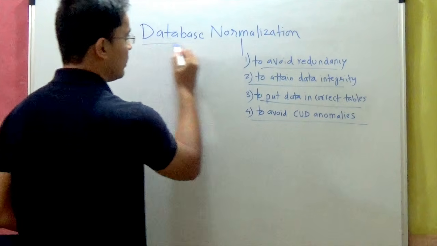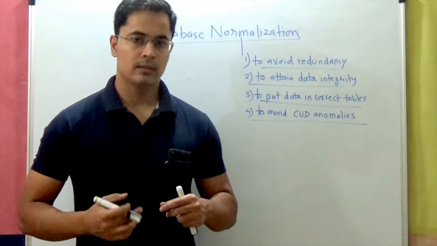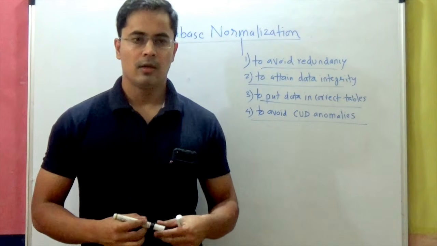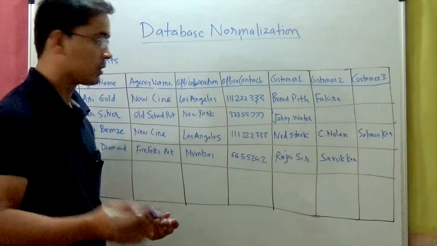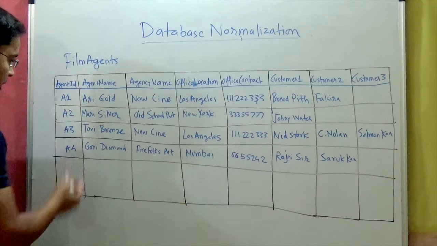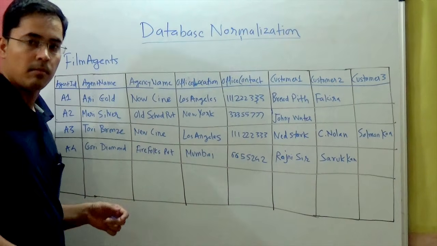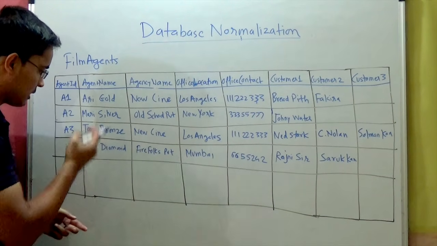Why should we do database normalization? Let's take an example. Let's write a table which is in denormalized form. So this is my film agents table. It has data such as agent ID. We have agents such as RE Gold, Mari Silver, Tori Bronze, and Gori Diamond.